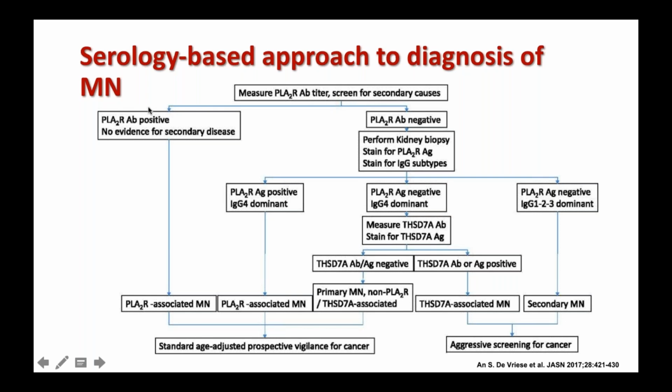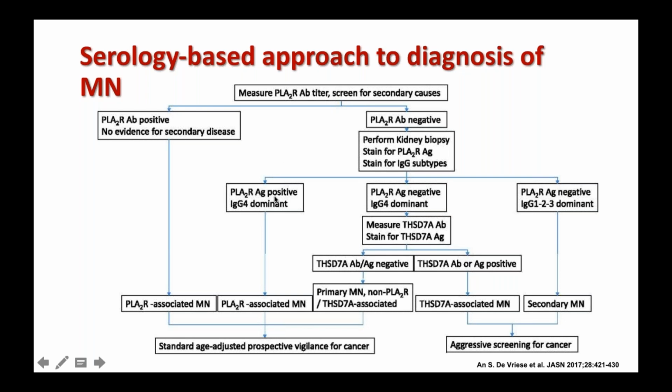And if the titer is positive, look for secondary causes. If there is no secondary disease, then you can assume that this patient has phospholipase A2 receptor antibody associated membranous nephropathy, because as I said before, the specificity is greater than 99%. If the patient, however, is antibody negative, then you need to perform a kidney biopsy and stain for phospholipase A2 receptor antigen to look for the sink effect. All right.